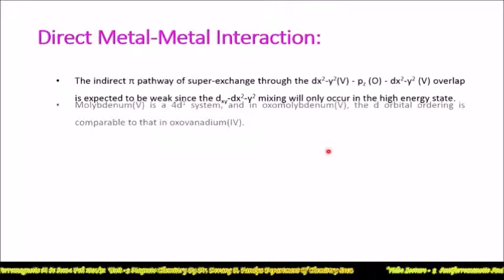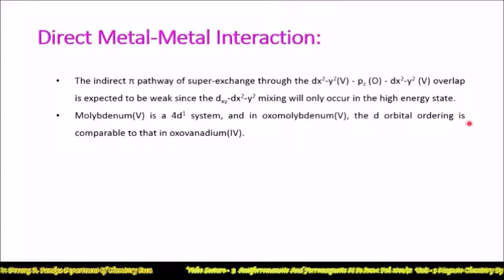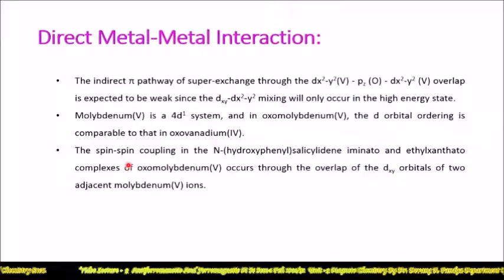Molybdenum 5 is a 4d1 system, and in oxomolybdenum 5 the d orbital ordering is comparable to that in the oxovanadium 4 complex. The spin-spin coupling in the N-hydroxyphenyl salicylidene iminato and ethyl xanthato complexes of oxomolybdenum 5 occurs through the overlap of the dxy orbital of two adjacent molybdenum 5 ions.